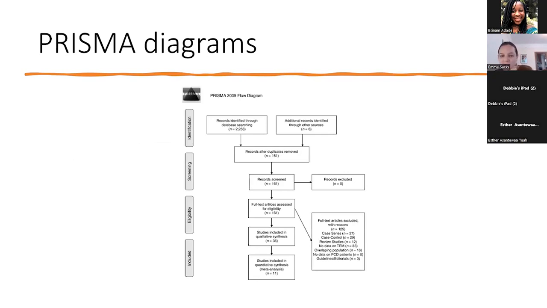You've probably seen these before, but I find they're really easy to follow for how a review works. You can see how the studies were identified, how many were duplicates and were deleted, records that were excluded at different stages, and then in the final box, you see the number of studies that were included. So in this one, there were 11, but you can see they started with 2,000.